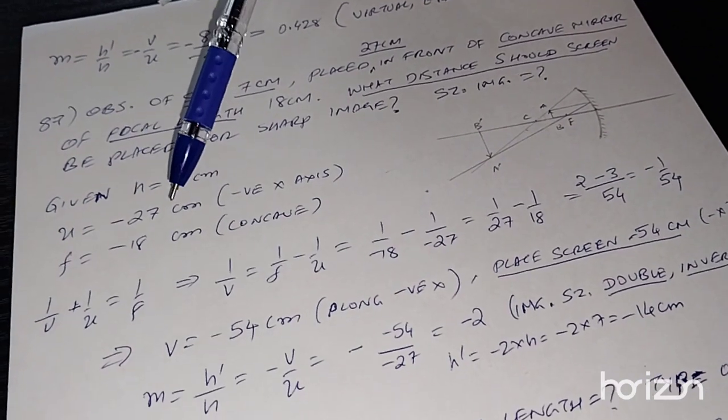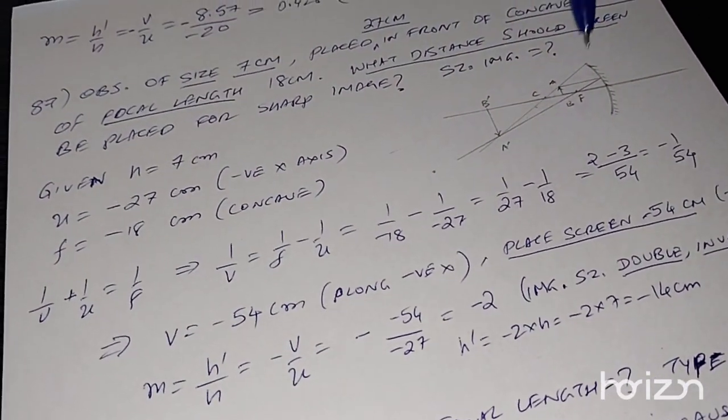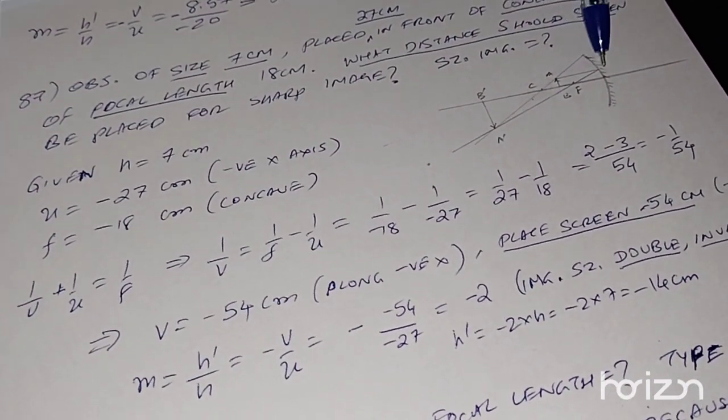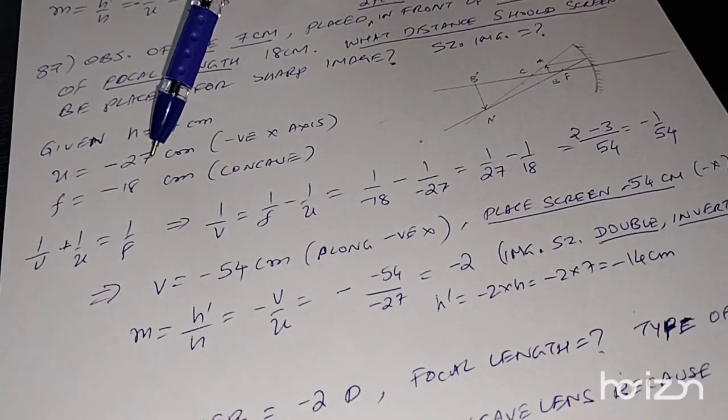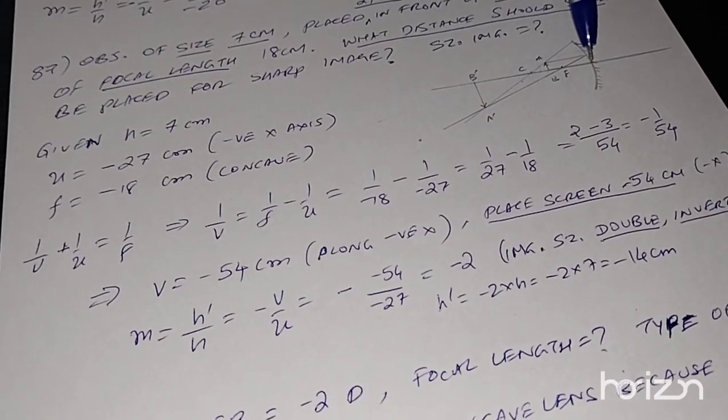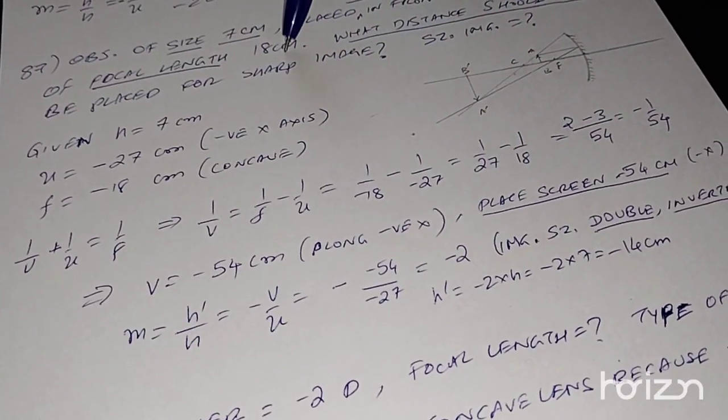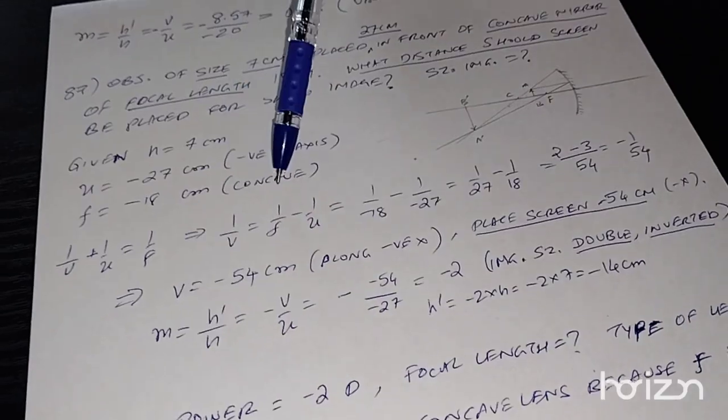Okay, u is minus 27. It is placed in front of a concave mirror. Correct? Front means along the negative x-axis. So it is minus 27. Focal length, again for a concave mirror, focal length is negative. 18 centimeter means you have to take it as minus 18 centimeter.